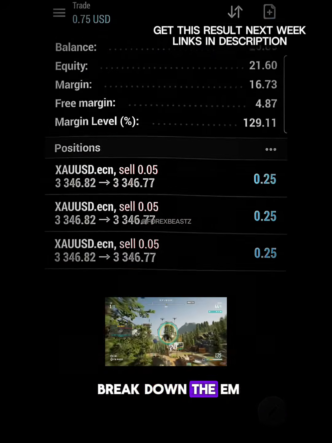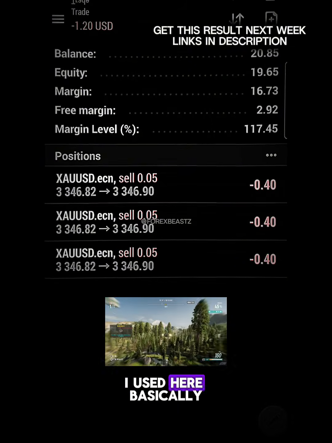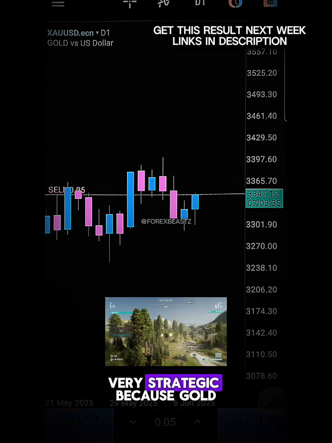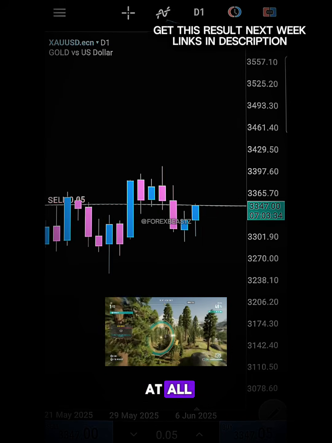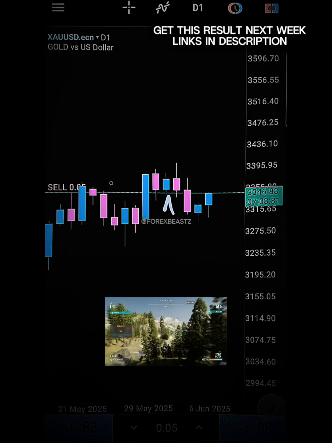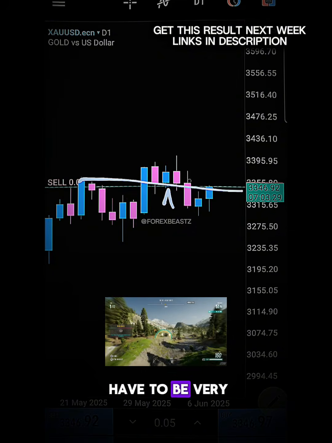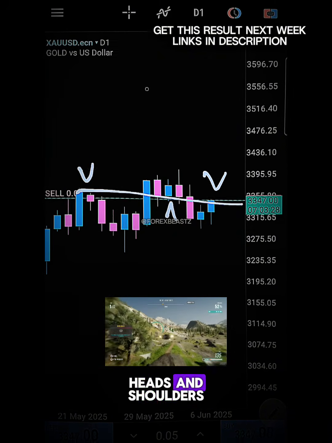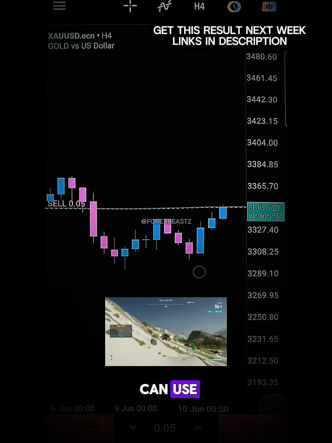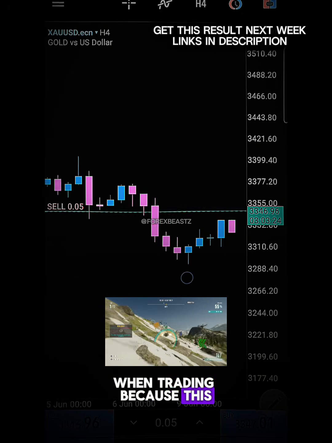And to break down the setup I used here, for this gold setup, you need to be very, very strategic, because gold is not a joke at all. You need to make sure you use everything I say in this video, and the first confirmation has to be very, very strong, which is heads and shoulders. This is one of the strongest confirmations you can use when trading, because this is good.